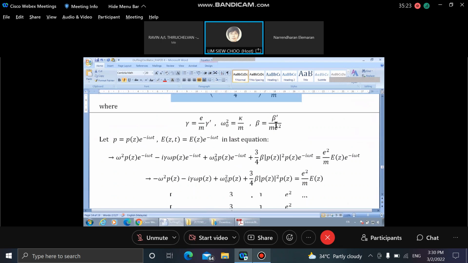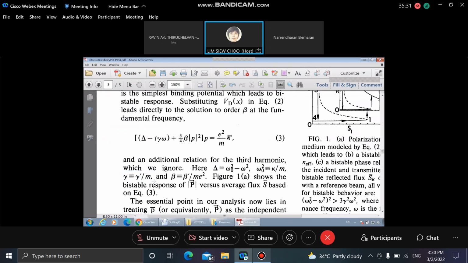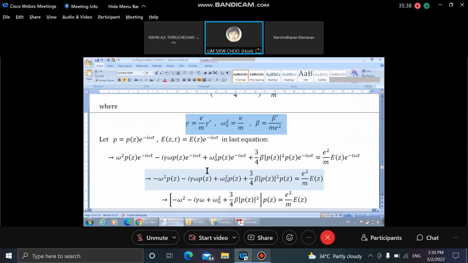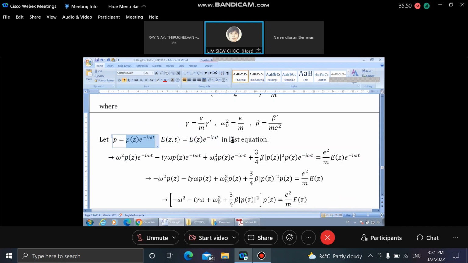So there is a definition which is a bit different. Okay, I think it's this. So that's why I said that I'm confused. Gamma equals gamma prime over m, but mine is this. There is an extra e here, but I think the constant should be okay. So later on, we put the time dependence into this last equation.